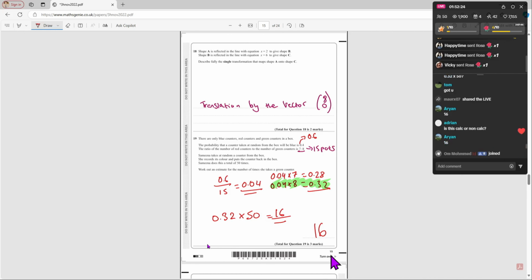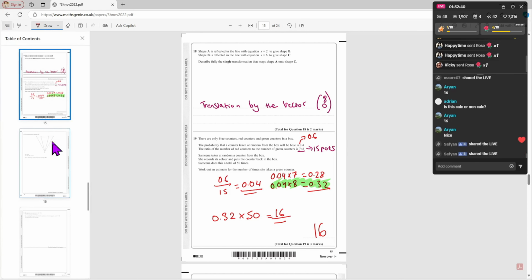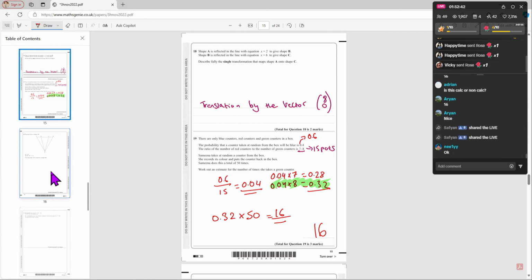This is a calculator paper. Okay. Let's move on to our next question. That was a pretty easy question.